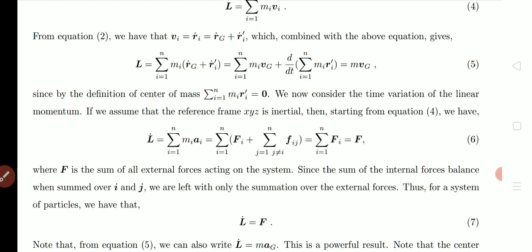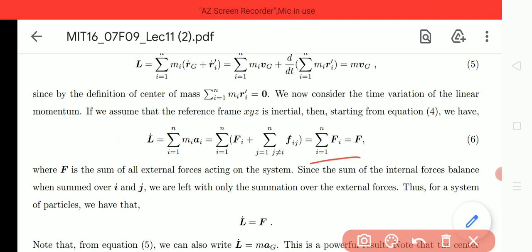We now consider the time variation of the linear momentum. If we assume that the reference frame xyz is inertial, then starting from equation 4, we have L dot, means differentiation of linear momentum, is equal to summation i equals 1 to n of mi ai, a means acceleration, is equal to summation i equals 1 to n of Fi plus summation j equals 1 to n, j not equal to i, of Fij, is equal to summation i equals 1 to n of Fi, is equal to F.